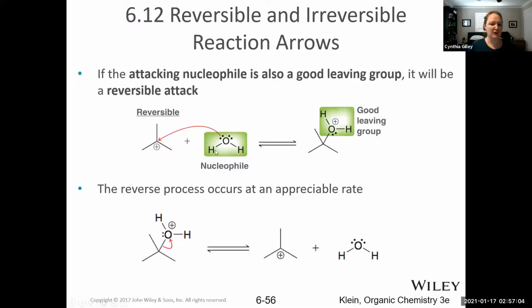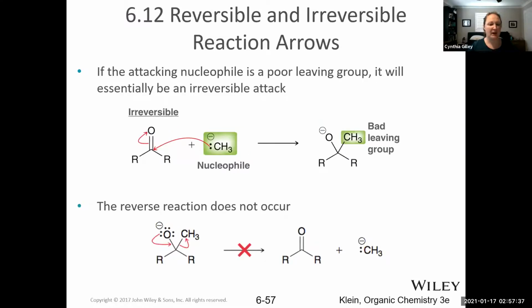So when you're showing a nucleophilic attack, if the nucleophile is also a good leaving group, it will be reversible, right? Recall that nucleophilic attack and the loss of a leaving group pattern are essentially the reverse of each other. So when your nucleophile is also a good leaving group, we can draw in both directions, because the reverse process occurs at an appreciable rate. However, if the nucleophile is a poor leaving group, it's essentially an irreversible attack, right?